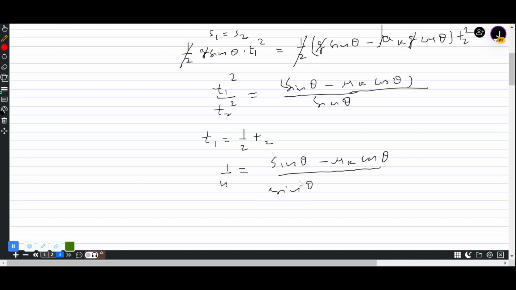Now we solve this and we arrive at mu k is equal to 3 by 4 tan theta, and here theta is equal to 35 degrees, so 3 by 4 tan 35 is equal to 0.52. So that was the piggy problem, very easy, and I think you also enjoyed being part of it.